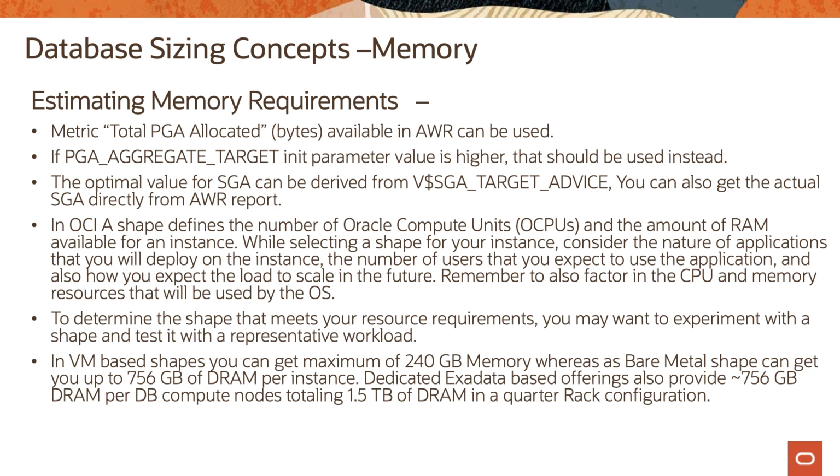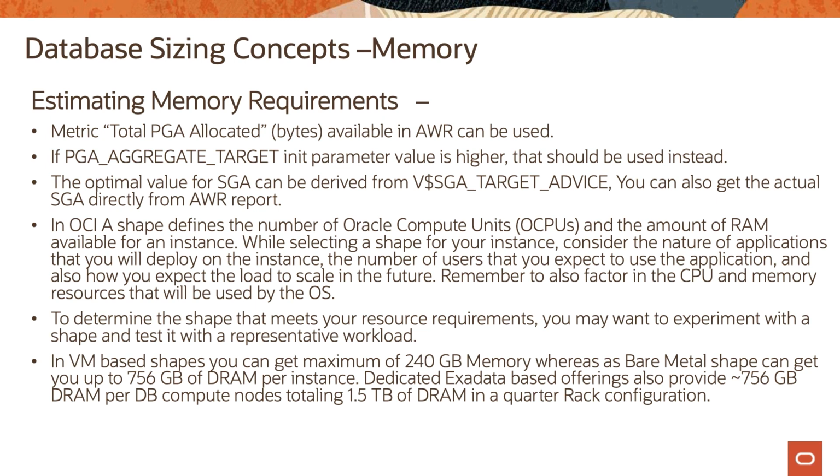You would be able to see the SGA target or SGA max size parameters, which are part of the AWR report. In OCI, a shape defines the number of Oracle compute units, which are known as OCPUs. This is important as the amount of RAM which is available for an instance is tied to the OCPUs in most of the data management options which are available, such as bare metal or database cloud service virtual machines.